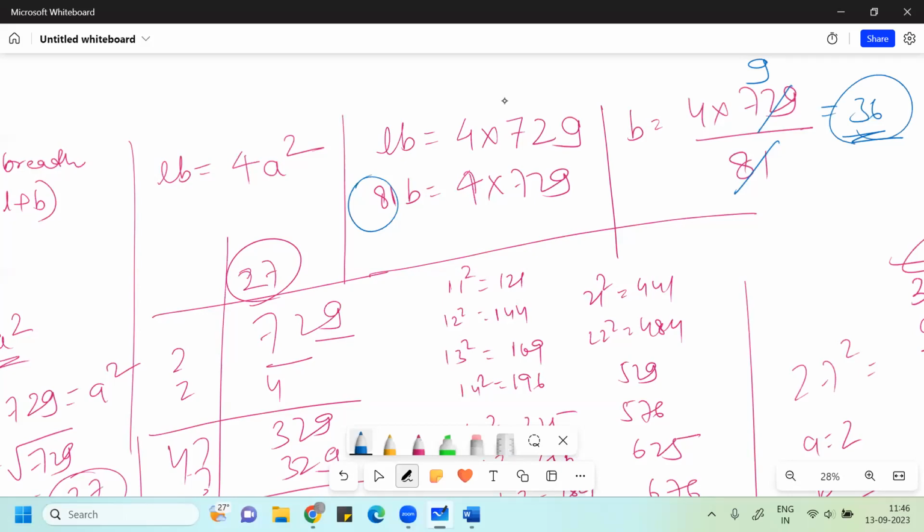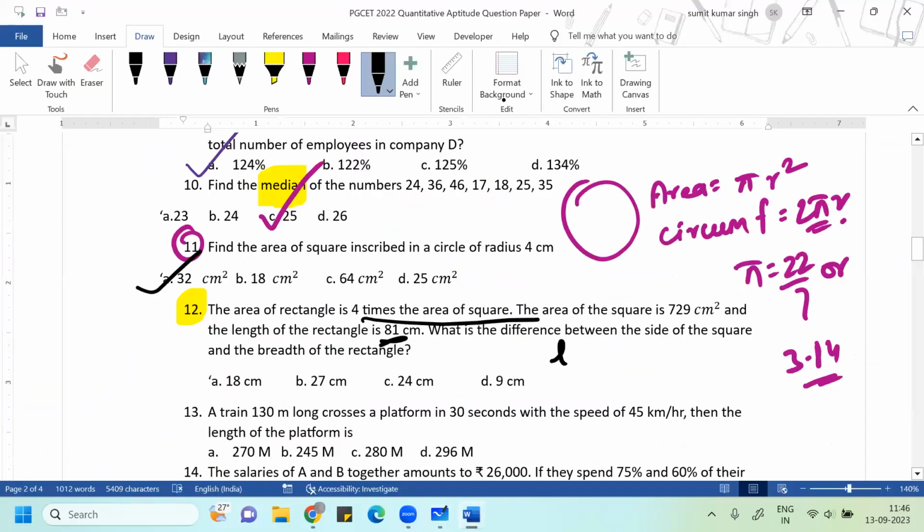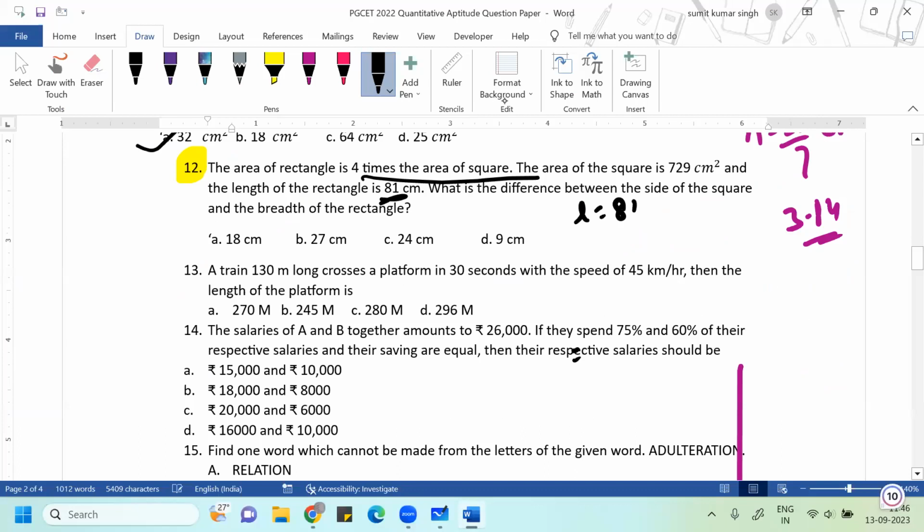So the length of the rectangle is 81. The breadth of the rectangle is 36. And the side of the square is 27. Clear? What is the difference between the side of the square and the breadth of the rectangle? What is the difference? 36 minus 27. How much will you get? 9.